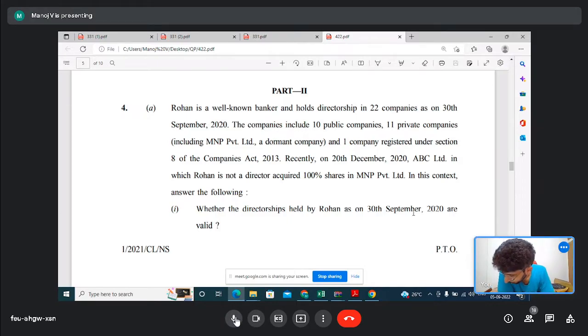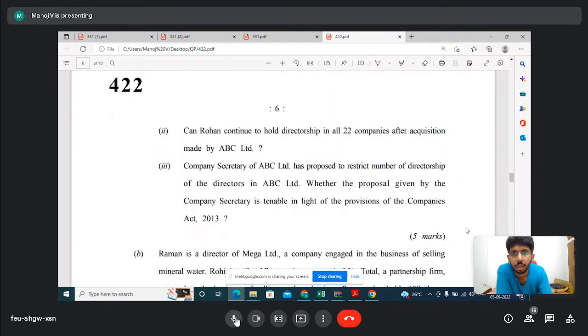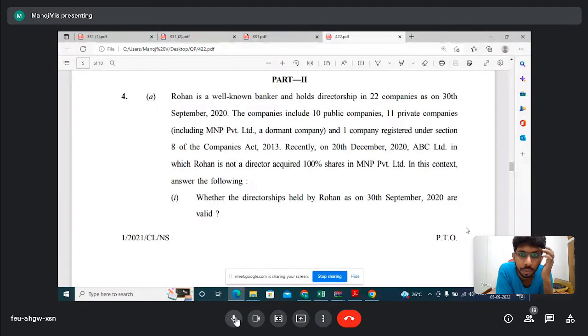Okay, question number one solved. Can Rohan continue to hold directorships in all 22 companies after acquisition made by ABC Limited? Yes. Can you scroll down, sir? Scroll up. Since they're holding 100% shares, MNP Private Limited will become deemed to be public. Correct. Not public, deemed to be public. Yeah. Deemed public is one and the same, correct? Okay. So again, now Rohan is a director of a public, right? Now it's a deemed public.